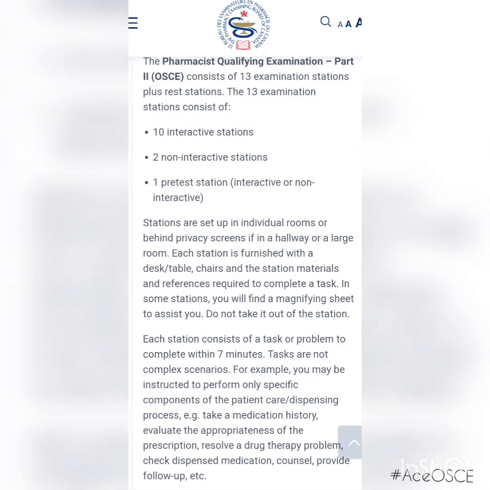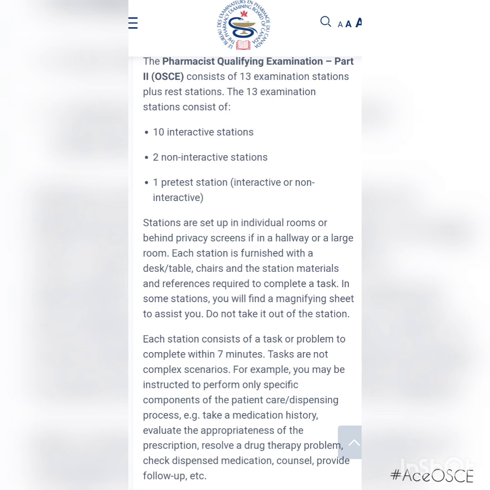In the pharmacist qualifying exam part 2, which is the OSCE, it consists of 13 examination stations. Out of these 13, there are going to be 10 interactive stations, 2 non-interactive stations where you just have a written case and no person coming into the room to assess you, and 1 pre-test station, which means that it has no bearing on your exam results. It is just a pre-test question, not scored, but you do not know which one it would be. It can be interactive or non-interactive, so you want to do your best on all of the stations.